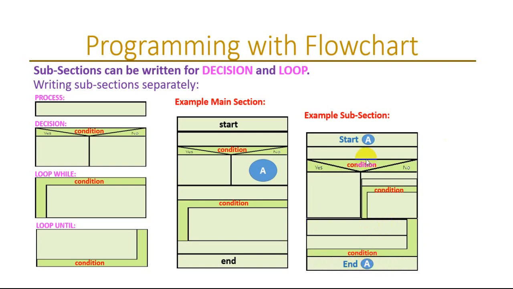So when you're going through this flowchart, what will happen? You start here, you do this here, you check the condition. If it is true, you do this, and you come here and continue like that. If you start, do this process, and the condition is false, you come here, but you know what A is somewhere here. So you come here and do that, follow through this, do whatever you have to do, and end A, you come back here and continue from here. Okay, so this allows us to write subsections on a separate piece of paper.